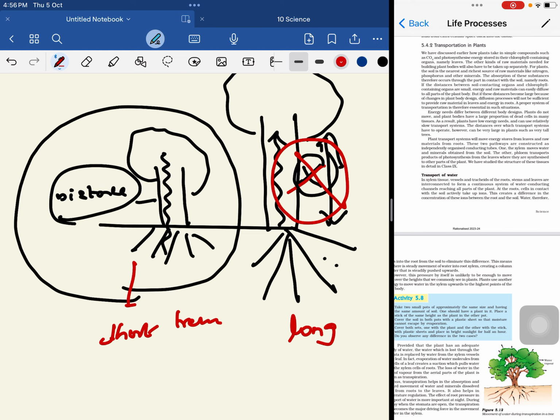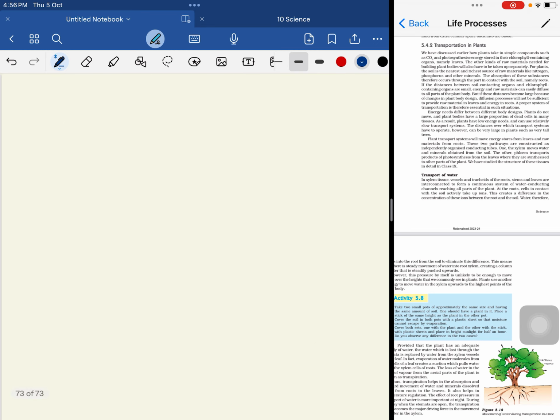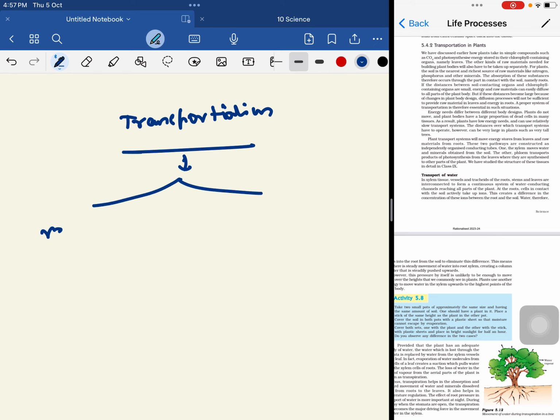So for this we need a new system of transportation in plants, for the transport of raw materials from roots to leaves. The basic raw material is water.